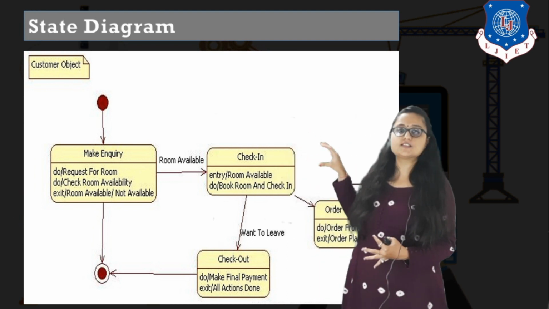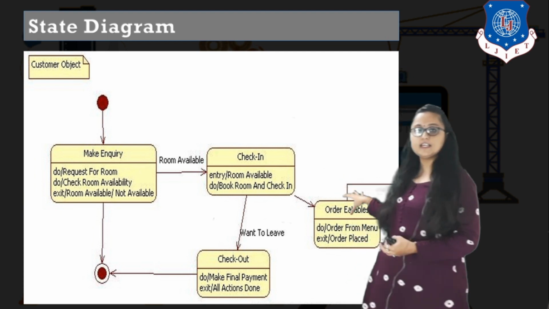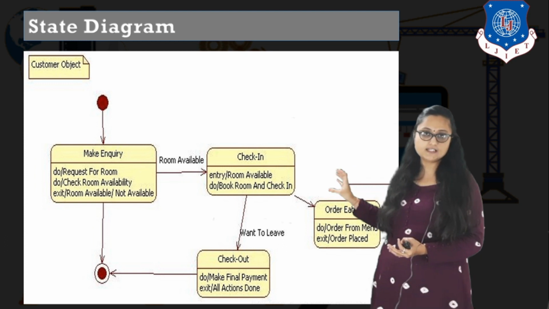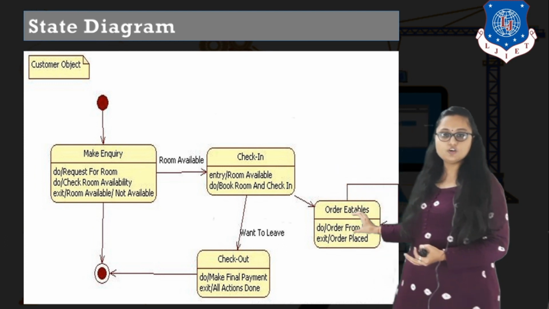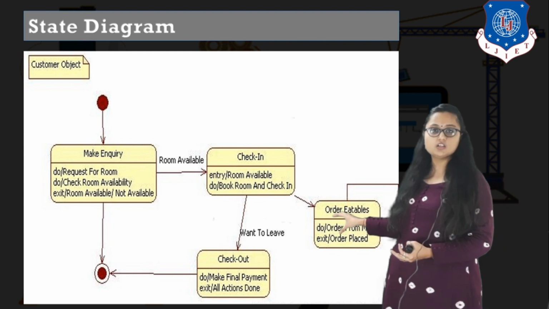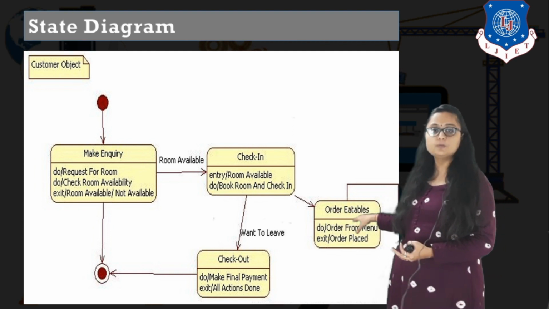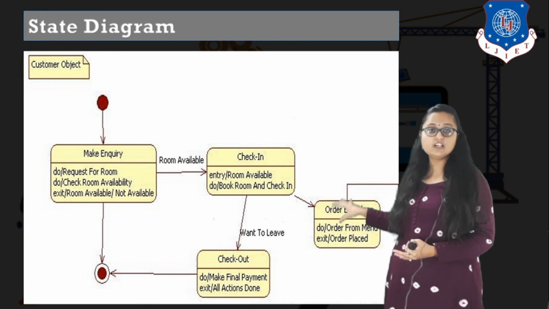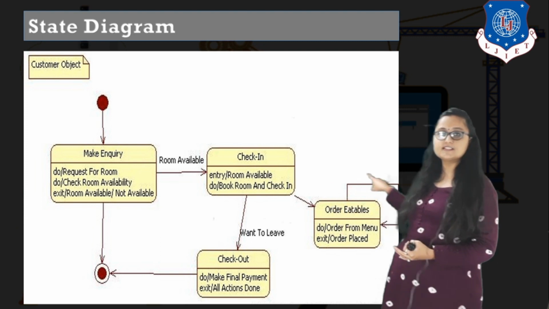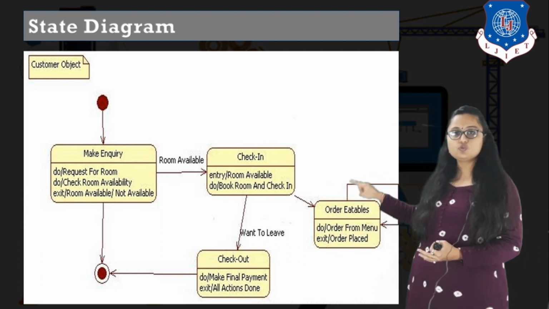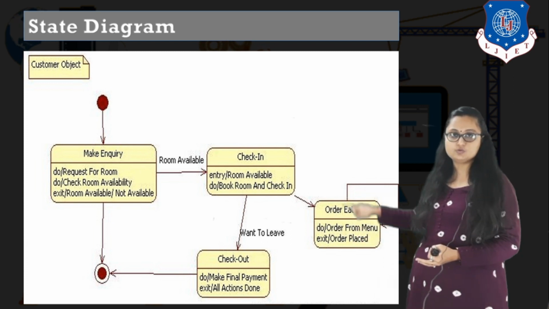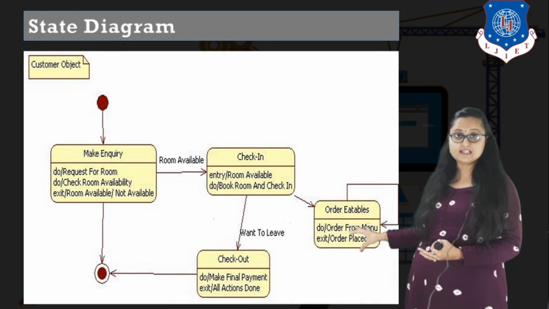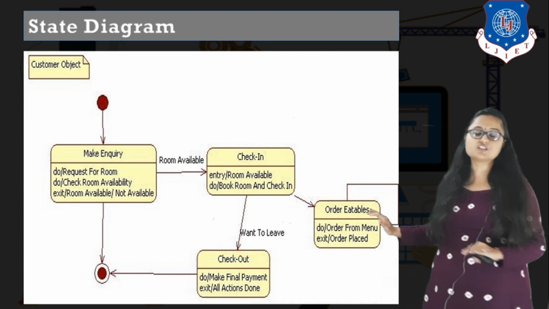Now after this state, there is one state which is dependent, that is order eatables. If you are in a check-in state, you can order eatables, and inside order eatables again you have two conditions. The first is the do condition, what you will do while you are in this state: you will order from the menu. And what is the exit condition, when will you go out from this state? You can see there is a self loop, right? So you are seeing the menu, ordering from the menu, seeing the menu, ordering from the menu. So there is a self loop associated with this state. If you want to jump out from this state, you must have an exit condition. That exit condition is your order is placed, right?